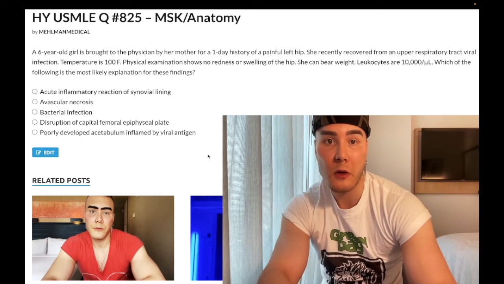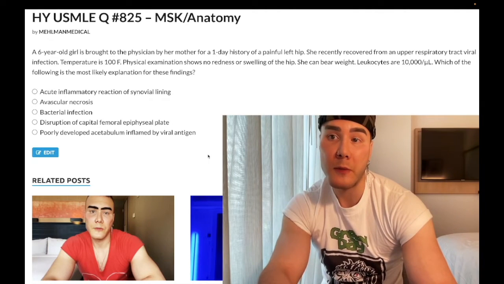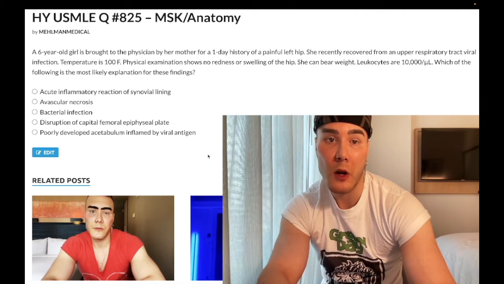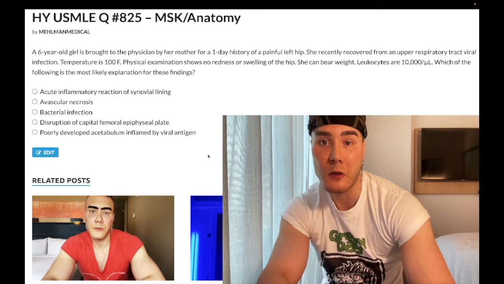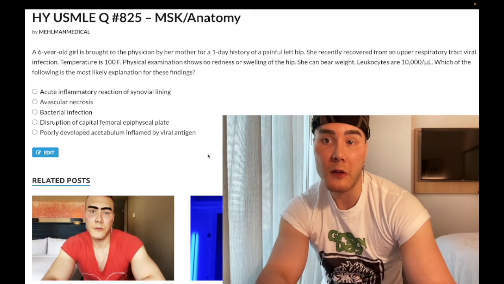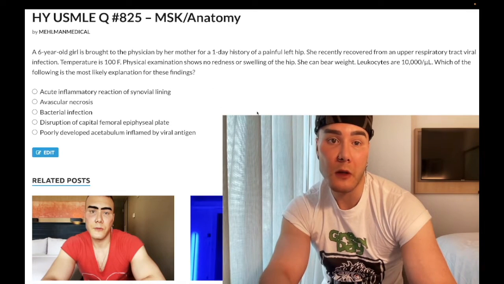Now start the clip. 6-year-old girl, she's got a 1-day history of a painful left hip. She recently recovered from an upper respiratory tract viral infection. Temperature 100 Fahrenheit. Physical exam shows no redness or swelling of the hip. She can bear weight. Leukocytes 10,000 per microliter, normal range 4 to 11,000. Which of the following is the most likely explanation for these findings?